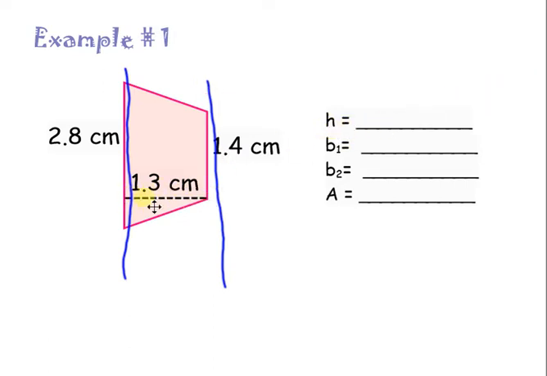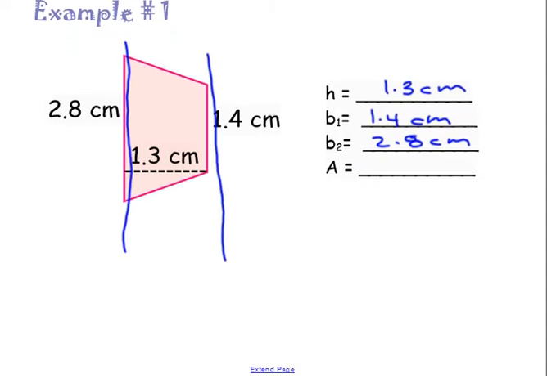So your height is 1.3 centimeters. Your base 1 is 1.4 centimeters. And your base 2 is 2.8 centimeters. A question that I get a lot is, does it matter what I put as base 1 and base 2? Not really, because ultimately they get added together. Usually base 1 is going to be your shorter base and base 2 is going to be your longer base. But it really does not matter if you want to get technical about it.